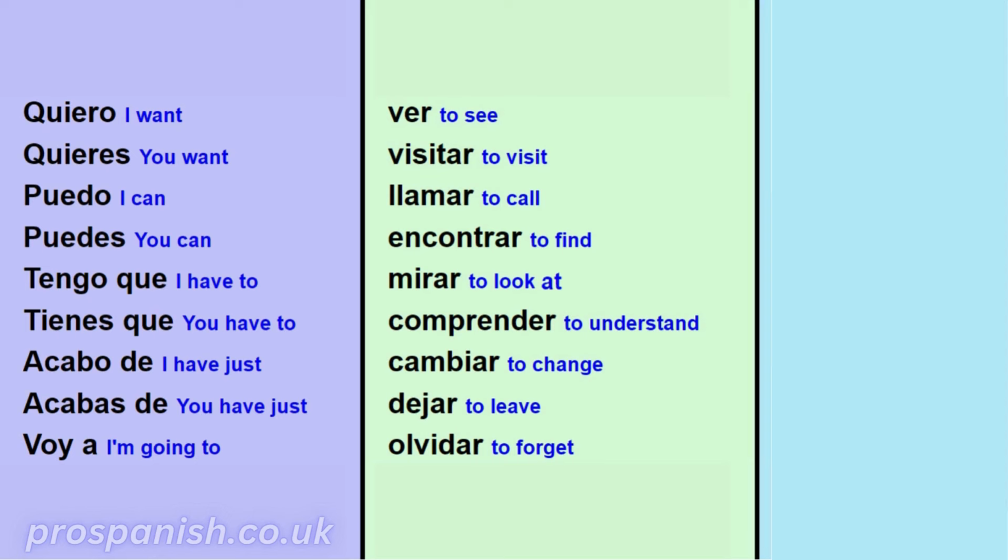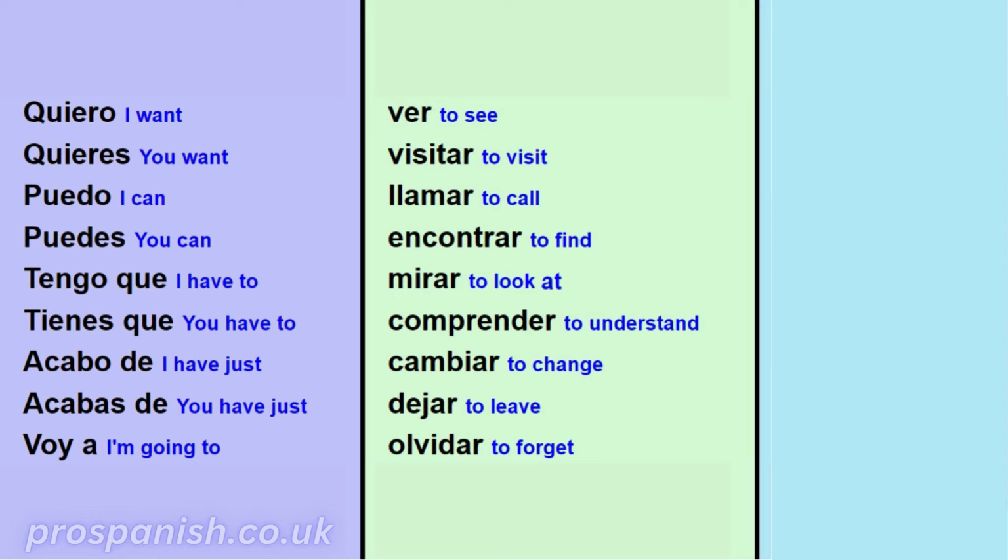Okay, so let's go down to our next two. And again, if you're feeling overloaded, it's okay. Just relax, because I take you step by step through this, kind of bit of hand-holding as we go. So our next two, I can and you can. So I can is puedo. And you can ends in es, just like you did for want above. So you can is puedes.